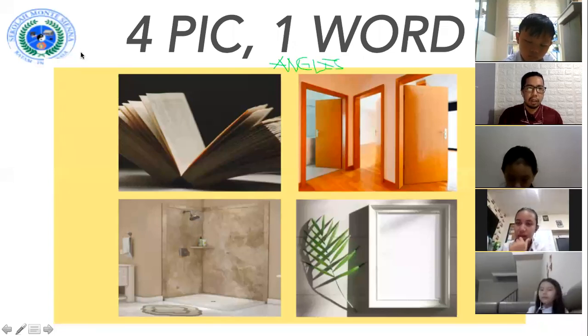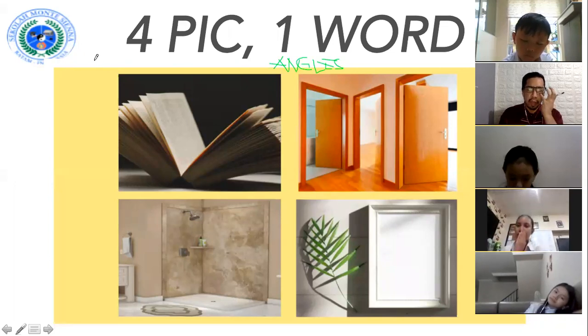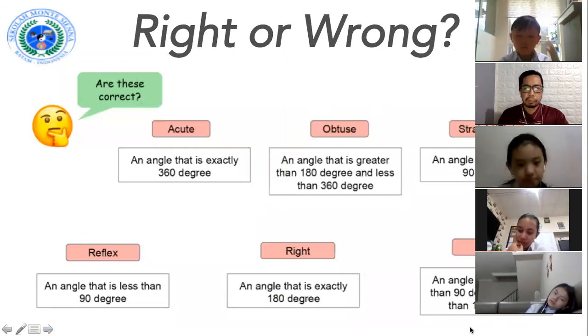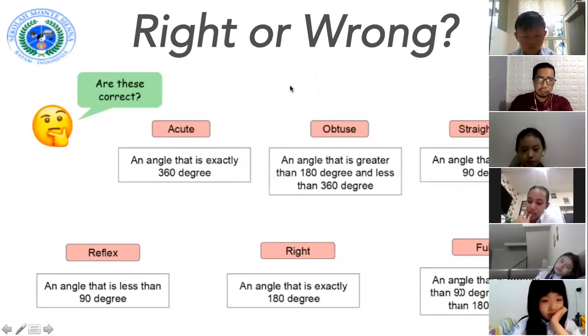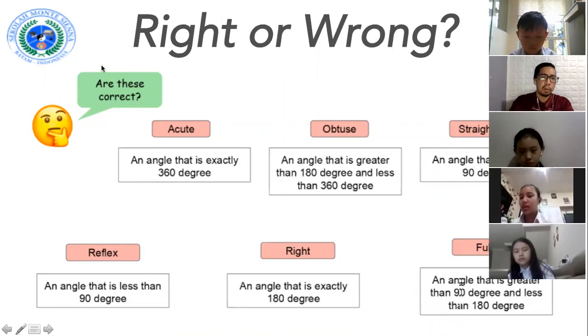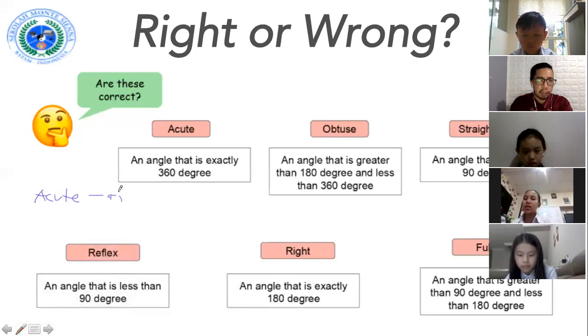So as mentioned a while ago by Dira, there are some examples of angles like straight and right. So today, the focus of our discussion will be all about different kinds of angles. Now, I want you to use the chat. Tell me which one is right or which one is wrong. For example, you may key in using the chat. Let's say you write acute, and then tell me whether it's right. Or you can type wrong.